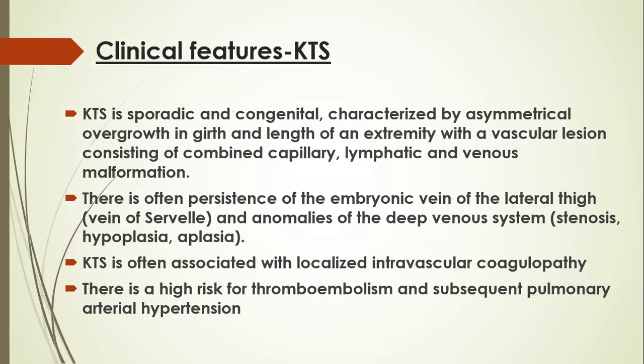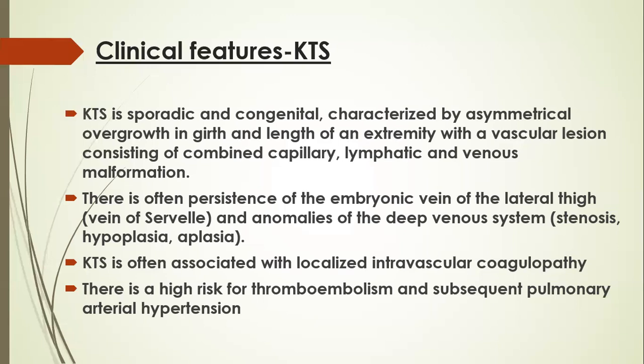The clinical features of Klippel-Trenaunay syndrome. The Klippel-Trenaunay syndrome is sporadic and congenital, characterized by asymmetrical overgrowth in girth and length of extremity with a vascular lesion consisting of combined capillary, lymphatic, and venous malformation. There is often persistence of some embryonic vein on the lateral thigh, which is called the vein of Servelle, and anomalies of the deep venous system, which include stenosis, hypoplasia, and aplasia.